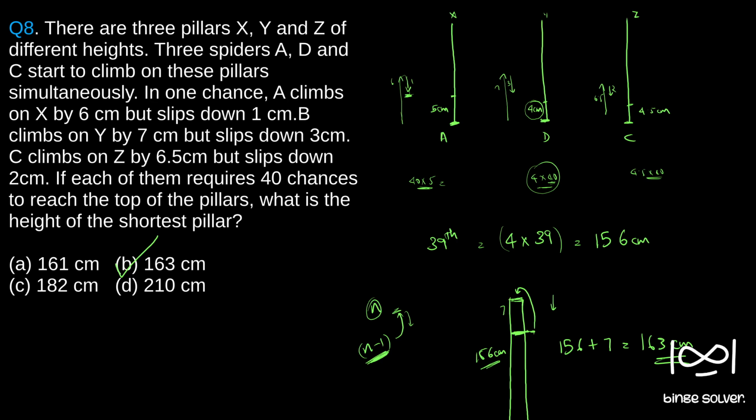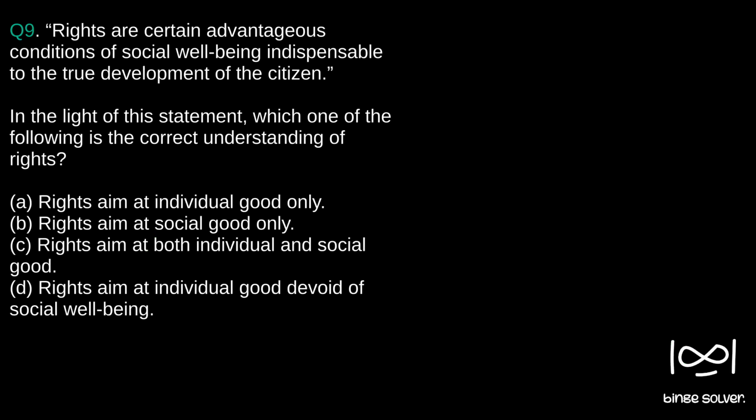Next question, question 9. Rights are certain advantageous conditions of social well-being indispensable to the true development of the citizen. In the light of this statement, which one of the following is the correct understanding of the rights? So 4 options are given. The given statement is, rights are certain advantageous conditions of social well-being indispensable to the true development of the citizen. That is the statement given.